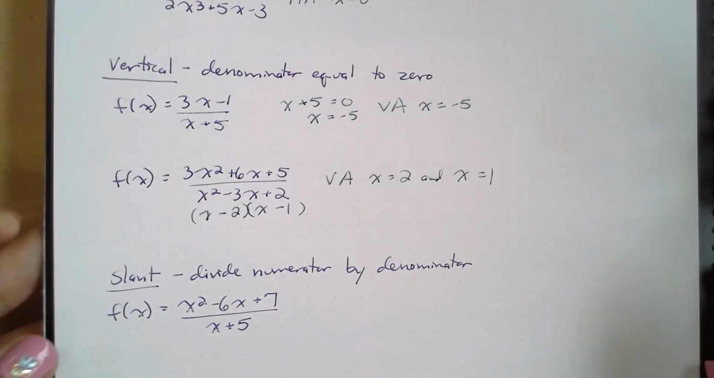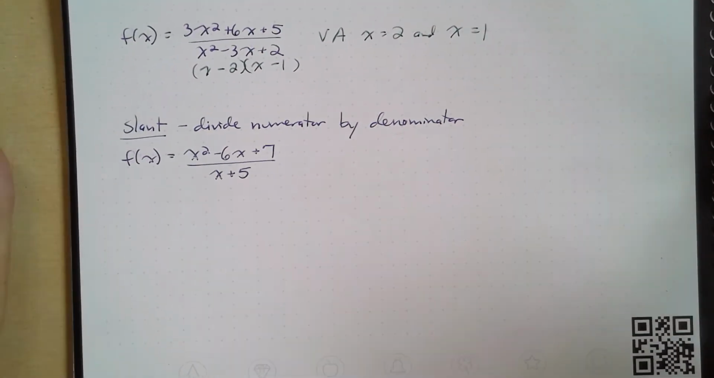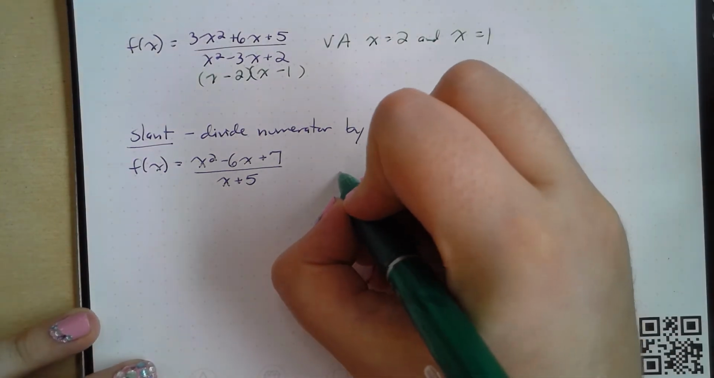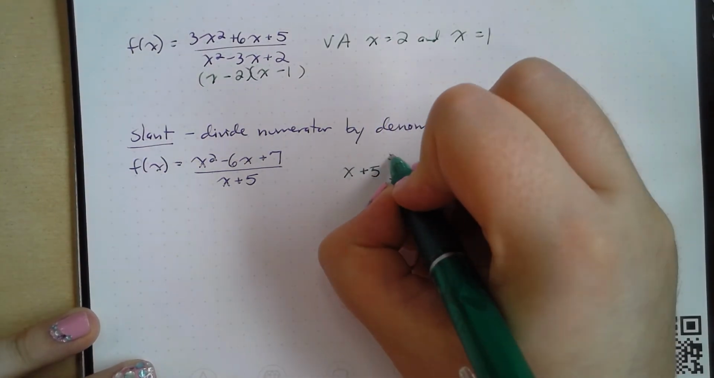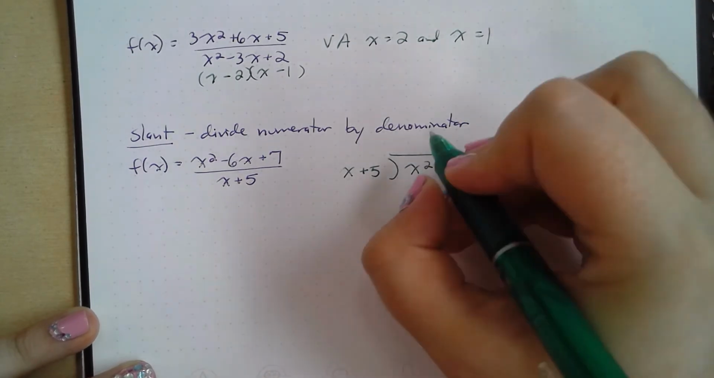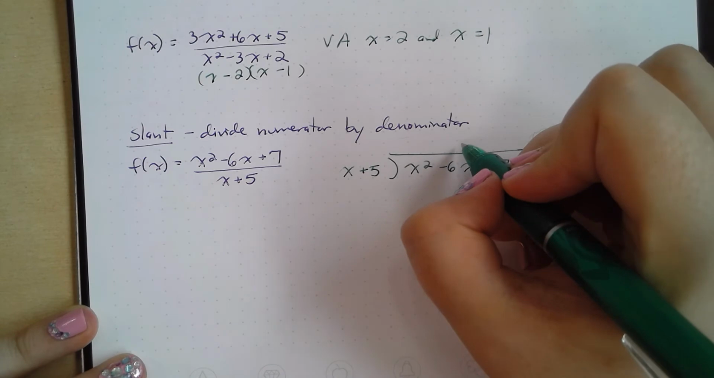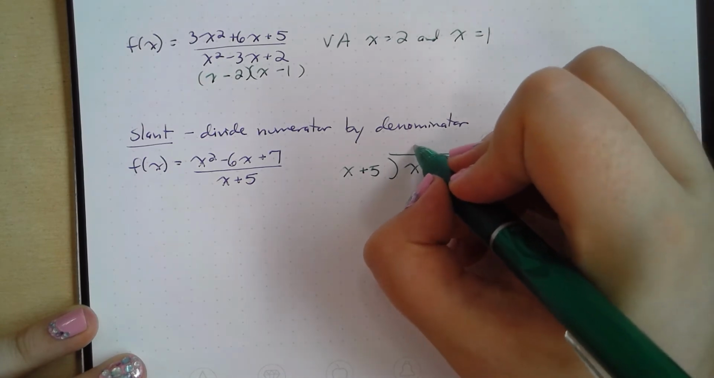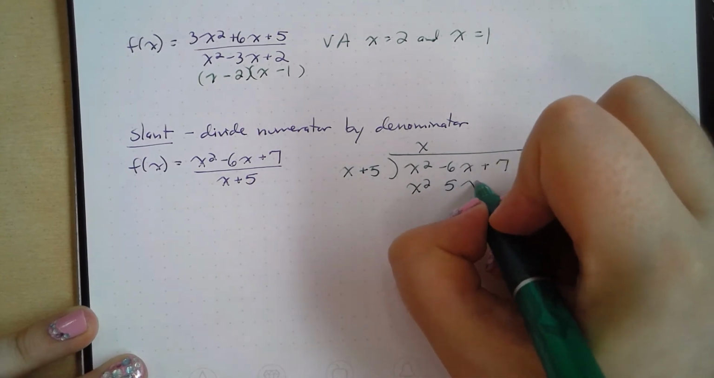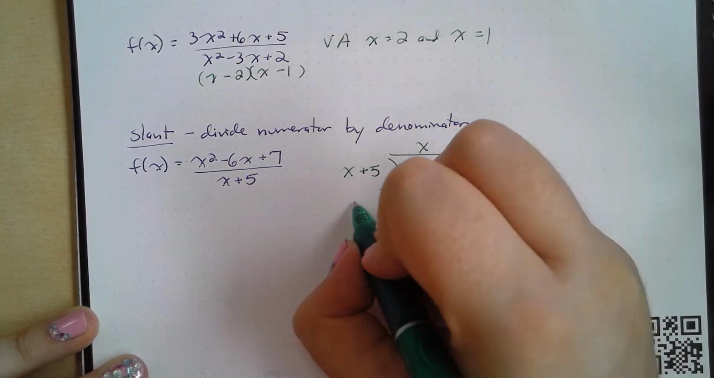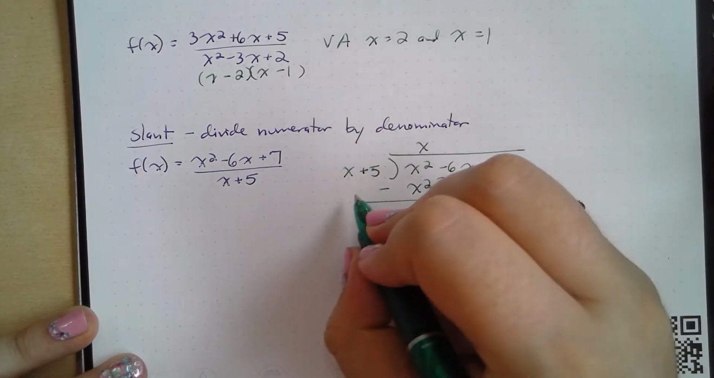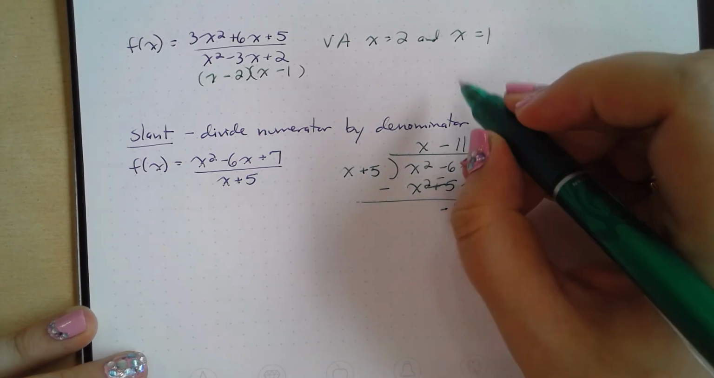And the last one, slant asymptote, this might be the one that you maybe have forgotten. All you have to do is divide the numerator by the denominator. I'm going to actually use long division for this, which I don't do very often, but it is kind of fun to do. So x goes into x squared, x times, right? x times x is x squared, x times 5 is 5x. We have to subtract. So now we get negative 11x plus 7, and this goes in negative 11.